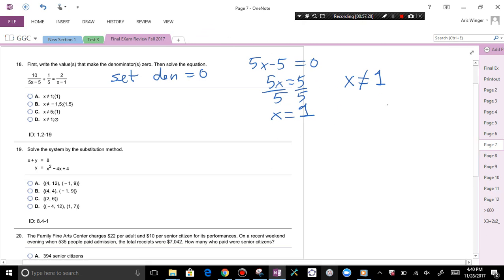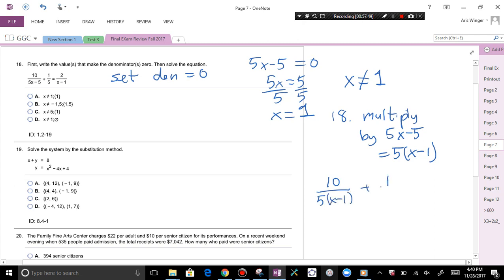So when you solve this for 18, you want to multiply by 5x minus 5, or in this case, 5 times (x minus 1). So let me go ahead and do this. 10 over 5 times (x minus 1) plus 1 over 5 equals 2 over (x minus 1). What we're going to do is multiply everything by that common denominator, 5 times (x minus 1).